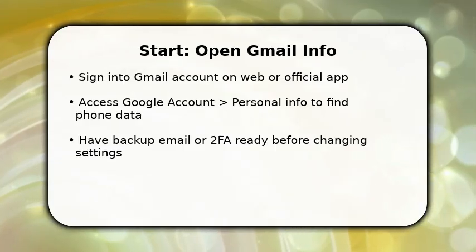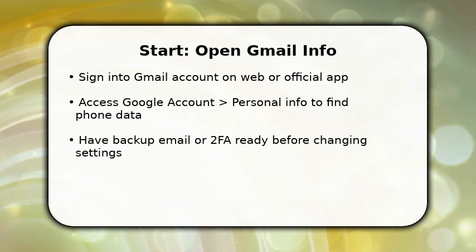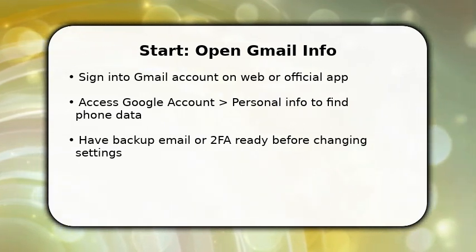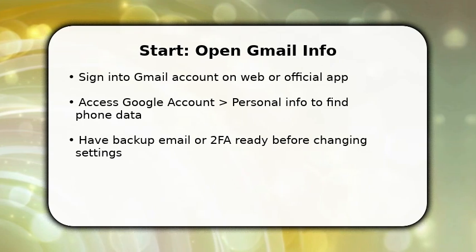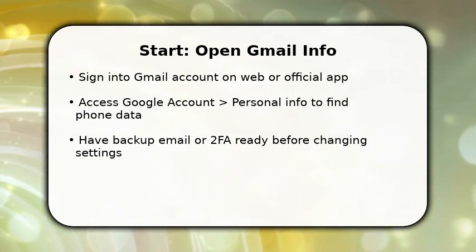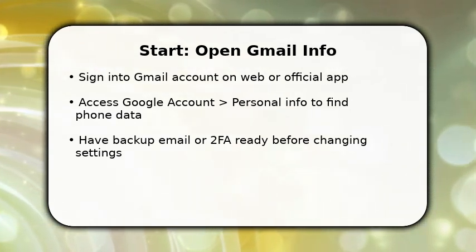You sign into Gmail now and go straight to the account controls. This saves time. From Gmail, click your profile and choose Manage your Google account. Once done, move to Personal Info where phone numbers are listed.